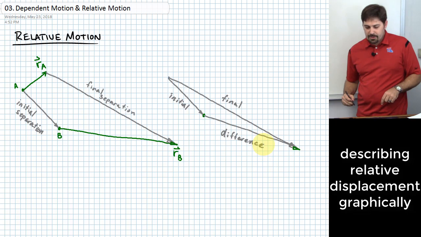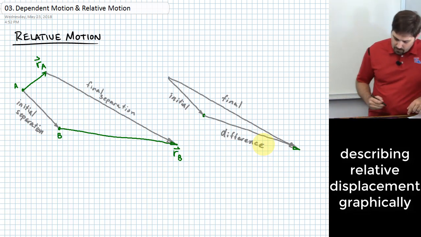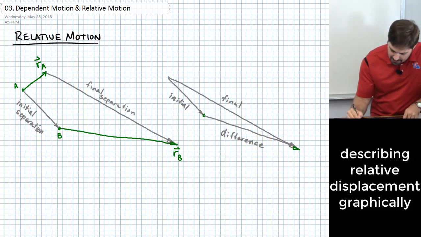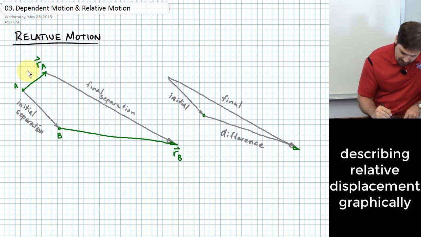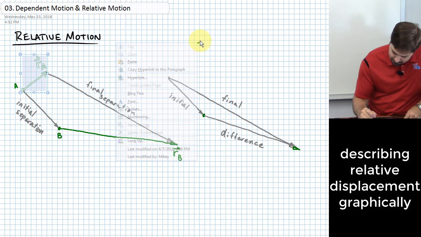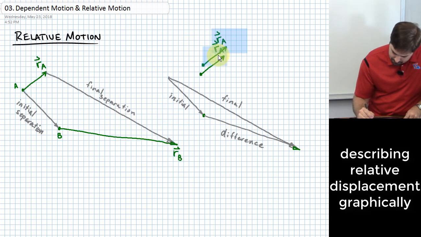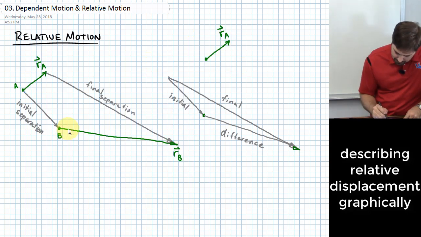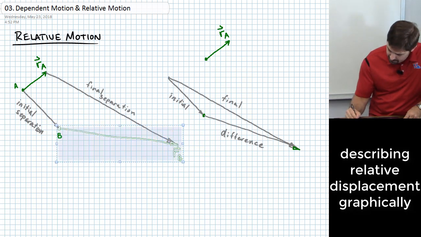Well, so far so good. Let's look at another construction. What if I take my two vectors R_A and R_B? I'm going to do those up here, and then copy them just like I have them over here. I'll take R_A, copy it, and I'll take R_B down here, copy that.